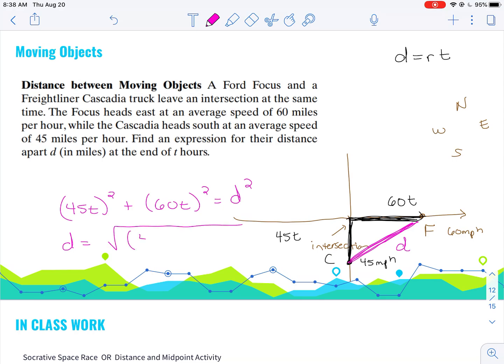Something to keep in mind, that is called a binomial. 45t squared plus 60t squared is a binomial. So you can't just take the square root of 45t and the square root of 60t and add them together. That won't give you the correct answer. You can actually do 45 squared and then t squared plus 60 squared and then do t squared and add them together because they'd be like terms. Again, you can look at our finished notes from class on how we worked to the end of that problem.